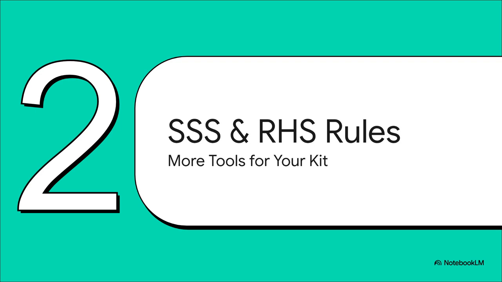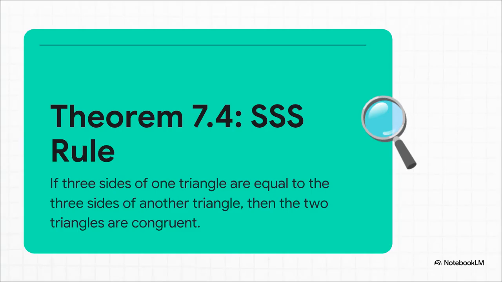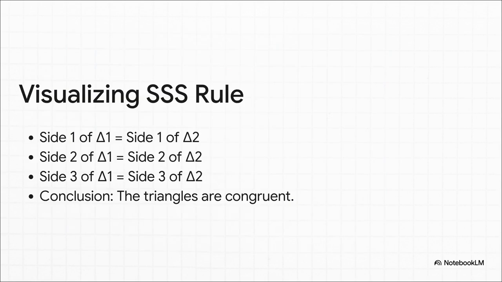Now let's add 2 more very powerful tools to your geometry kit, SSS, and a special one called RHS. SSS is probably the easiest one to remember. It just stands for side, side, side. If you can show that all 3 sides of one triangle are equal to the 3 matching sides of another triangle, well, they have to be congruent. You don't even need to worry about angles for this one. And yeah, it's really as simple as it sounds.